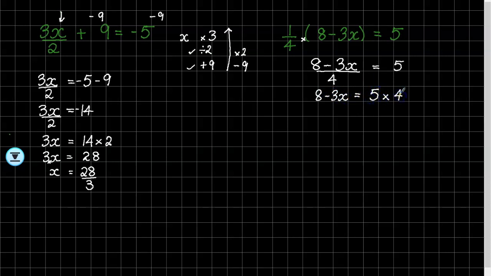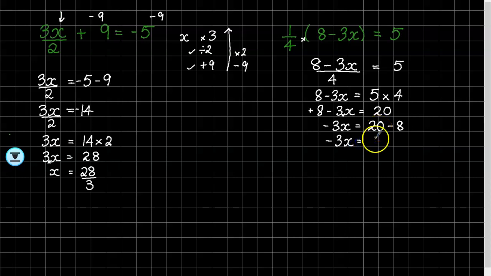So 5 times 4. Now I'm left with 8 take 3x equals 20. Now remember, the x and the 3, they're best buddies, so they're going to be separated last. So we have to get rid of this 8 first. Now we look in front, don't look behind, look in front, and that's a positive 8. So how are we going to get rid of a positive 8? We have to take 8. So I'm going to take 8 from this side, and when I do that, I'm left with minus 3x. What I do to one side, I do to the other side. So I take 8 from the other side. So now I'm left with minus 3x.